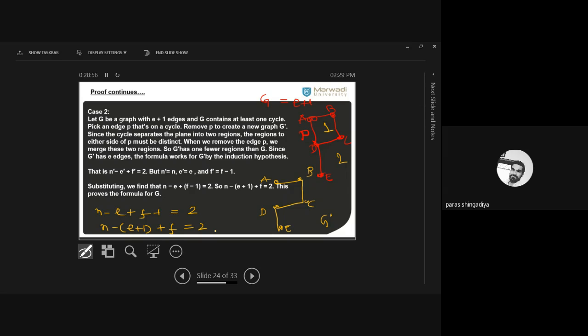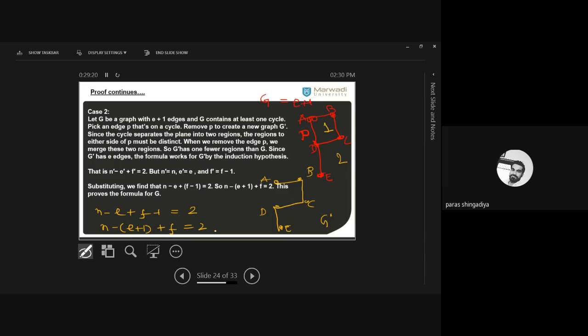Check this result. What is the output of this one? This result means the Euler formula works for all such graphs which involve the E plus 1 edges. Therefore, we can write that n minus (E plus 1) plus f is equal to 2.